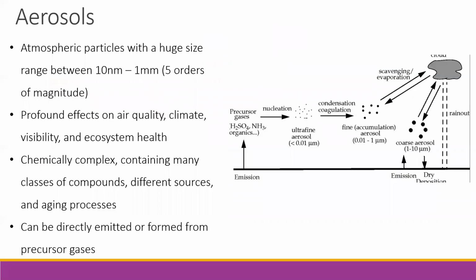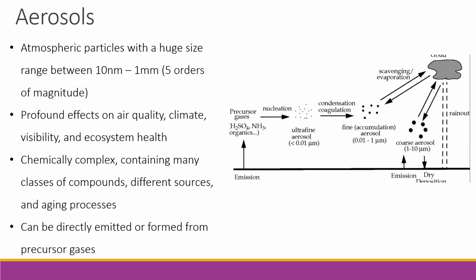chemistry world. So now I'm switching to aerosols, which have actually been changing largely due to these regulations affecting acid rain. And aerosols are a huge topic in the atmospheric chemistry world. They're generally thought of as atmospheric particles with an enormous size range, with sizes anywhere between 10 nanometers all the way up to about a millimeter, which spans 5 orders of magnitude. And they have very profound effects on air quality, as these particles, especially the very small particles, are very dangerous to breathe in and can cause respiratory and cardiovascular problems for people.